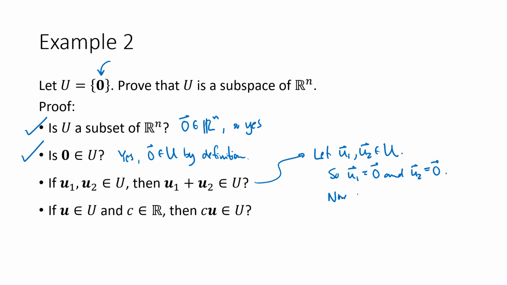So now the conclusion would say u1 plus u2, what's that? Well, that's 0 plus 0. 0 plus 0 is 0, and that's in capital U because it's the only thing in capital U. And that's what we wanted, so we're done with that one.